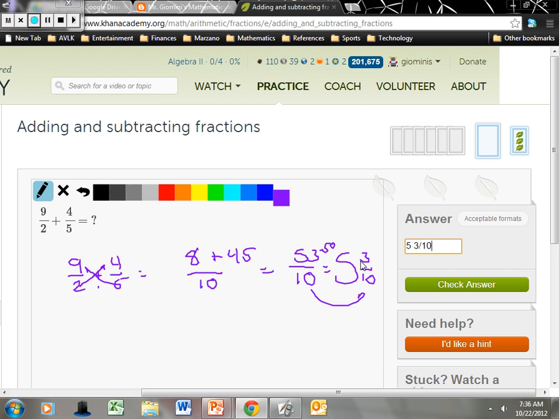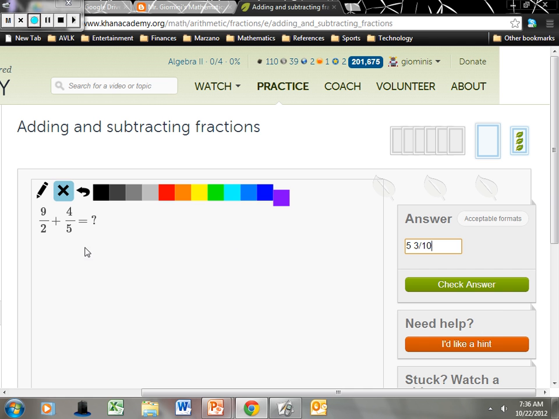Now, just to show you that I could use the other method as well, the other algorithm I showed you. Let me get rid of all this stuff. So if I take 9 halves plus 4/5, I would first look at the larger denominator, which is 5, and start to list its multiples. 5, 10. Well, I'm going to stop right there because I know 2 does not go into 5, but it does go into 10. So there's my least common denominator, least common multiple.